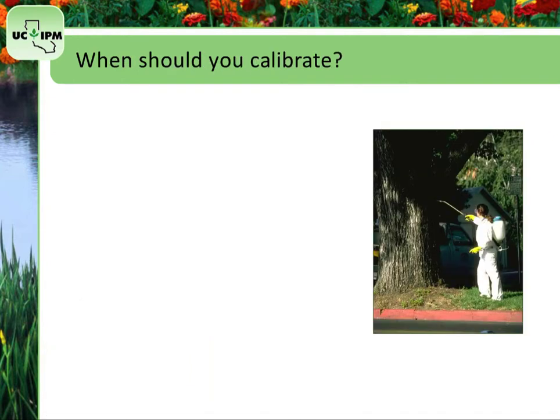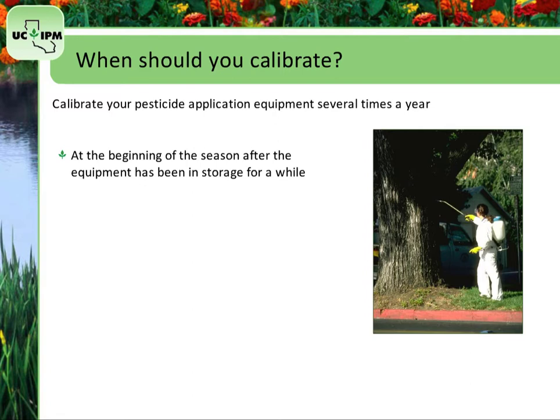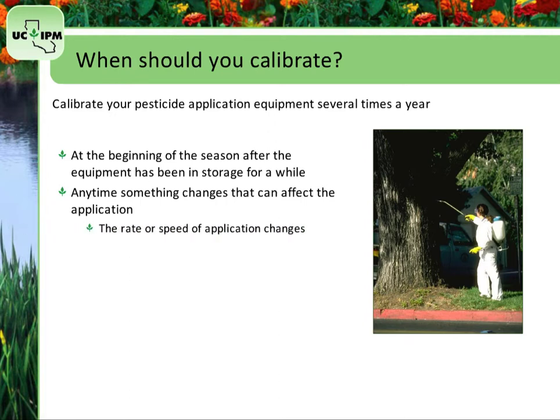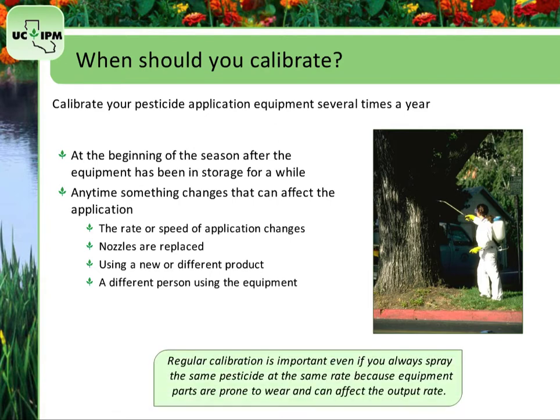You should calibrate your pesticide application equipment several times a year. At the very least, calibrate at the beginning of the season after the equipment has been in storage for a while, and after that anytime something changes that can affect the application. For instance, calibrate when the rate or speed of application changes, when nozzles are replaced, or when you are using a new or different product. Some recalibration must occur each time a different person uses the equipment. Regular calibration is important even if you always spray the same pesticide at the same rate, because equipment parts such as nozzles and pumps are prone to wear, and that can affect their output rate.